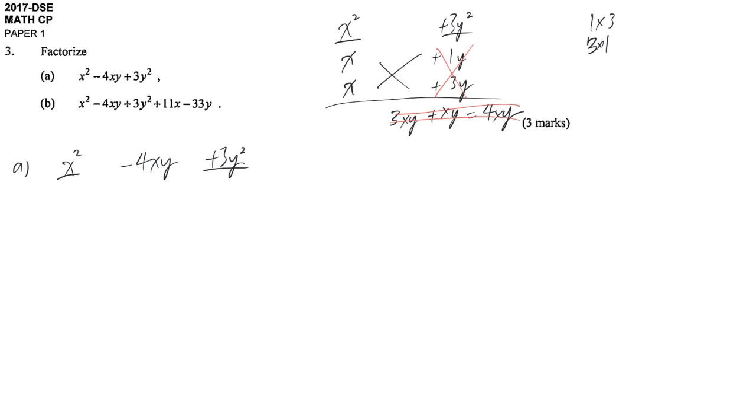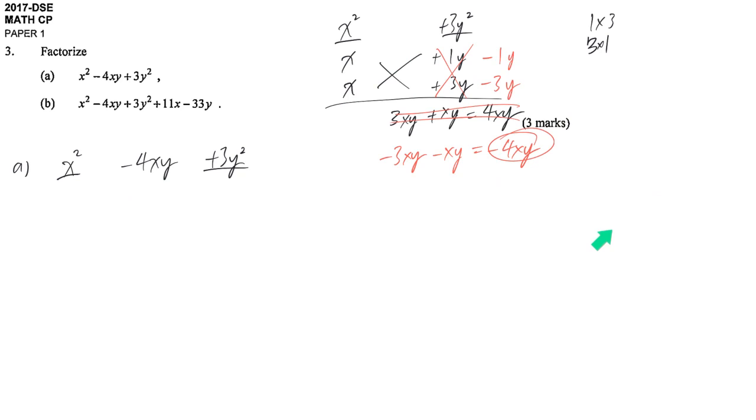But just like what we mentioned, the magnitudes are the same already. So we may try negative times negative. It also gives you a positive product. If we do so, we check again. x times negative 3y, negative 3xy. x times negative 1y, we have negative xy. Together, negative 4xy, which is the same as the middle term that we have. That's why we can arrange it in this way.